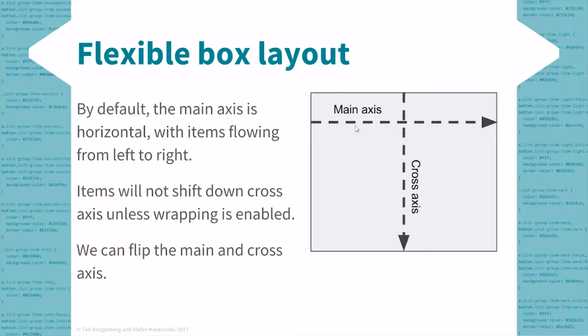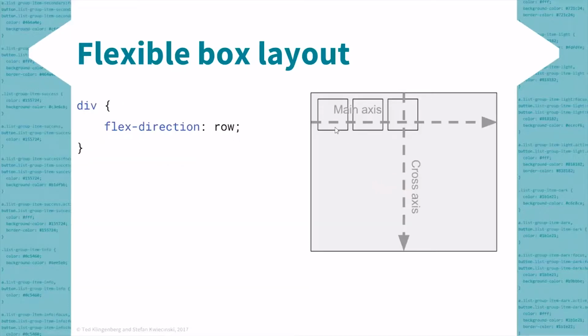You can see that here. And in flexible box layout, we have a main axis and then we have a cross axis. And by default, items are going to flow along the main axis. And they'll just keep going and going and going. And they'll only stay on this main axis unless we enable something called wrapping. And we can always shift this. So here by default, you can see that we have 3 boxes inside of the parent container. The parent container is set to display flex. And in this example, we set the flex direction to row.